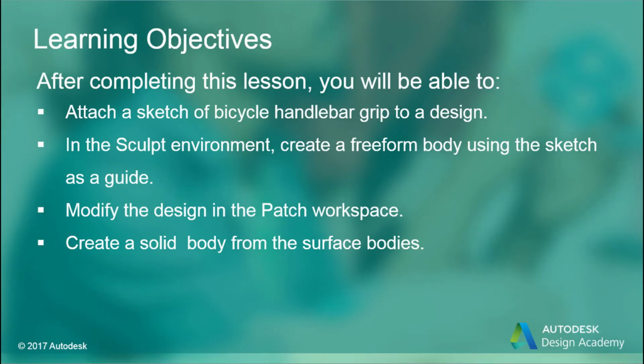In Freeform Modeling Part 3, you design a handlebar group for a bicycle in the Sculpt environment and the Patch workspace. After completing this lesson, you will be able to attach a sketch of a bicycle handlebar group to a design. In the Sculpt environment, create a freeform body using the sketch as a guide. Modify the design in the Patch workspace and create a solid body from the surface bodies.